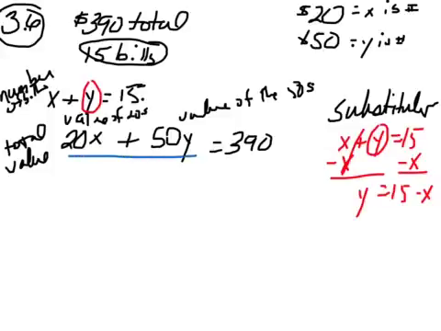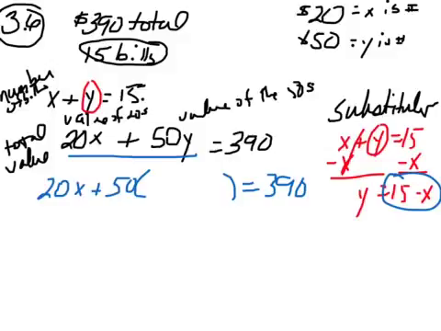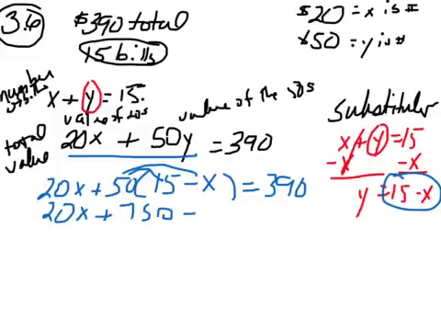So I've got this equation right here. 20x plus 50y, but instead of y, since y is equal to 15 minus x, I'm going to take y out and put 15 minus x in and substitute that for its value. Okay? So now if I want to find out the x, which is going to be how many 20s I've got, all I've got to do is solve this equation. It's only got one variable, so it's very doable. So we have 20x plus, now 50 times 15 would be 750, and then remember you've got to also distribute to the x. That would be minus 50x is equal to 390.